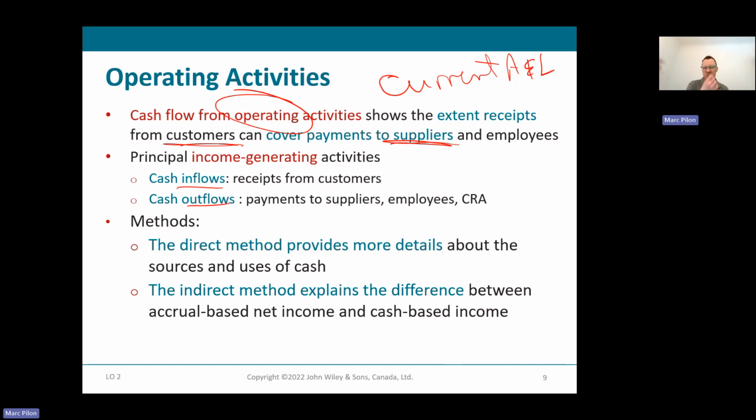Now there's two methods. This is where students get confused, or they get stressed out that there's two methods for calculating operating activities. Investing activities and financing activities always use the direct method. But for operating activities, we are able to use the indirect method, which is starting from net income and then adjusting for every non-cash item.